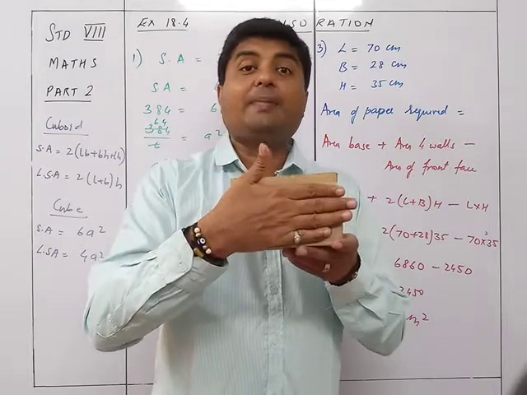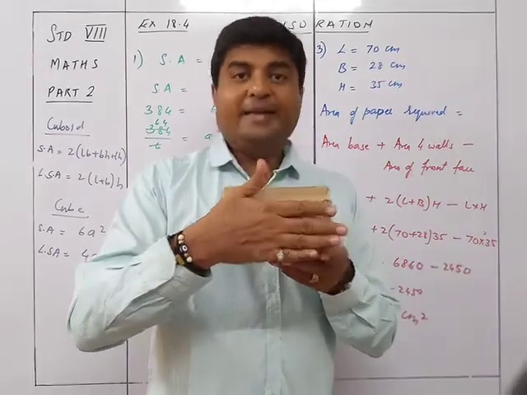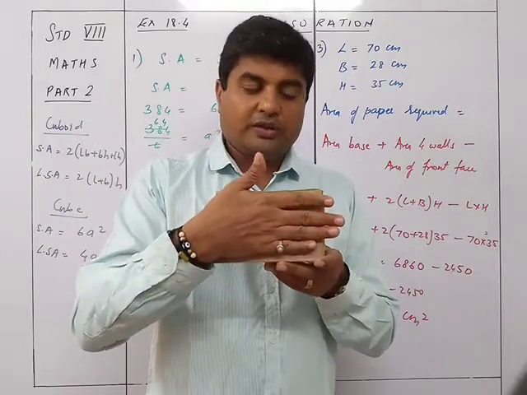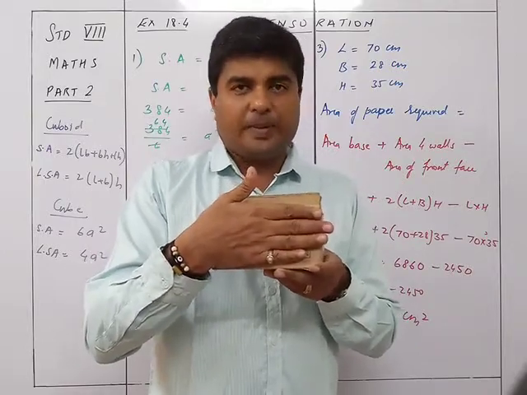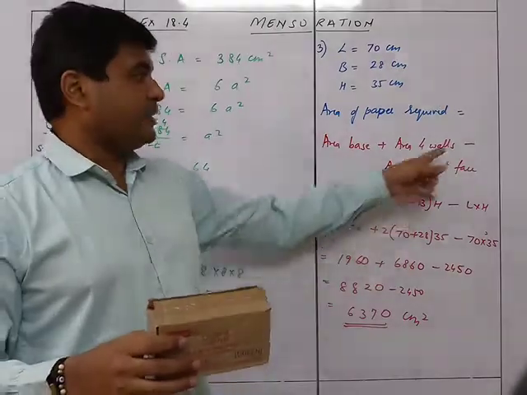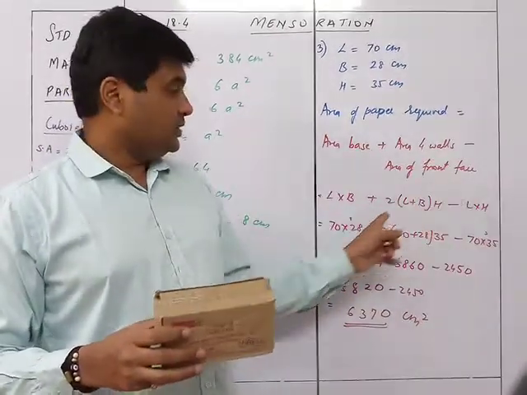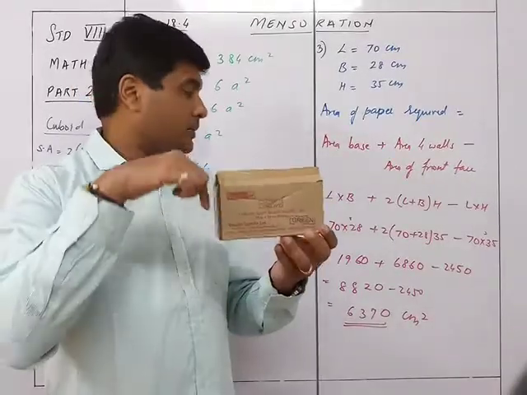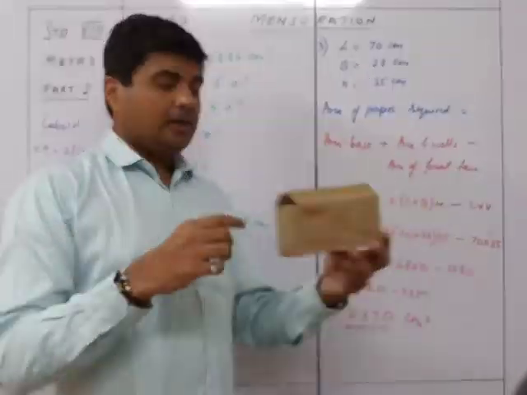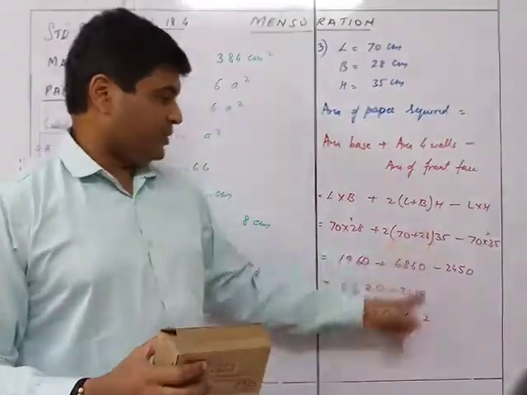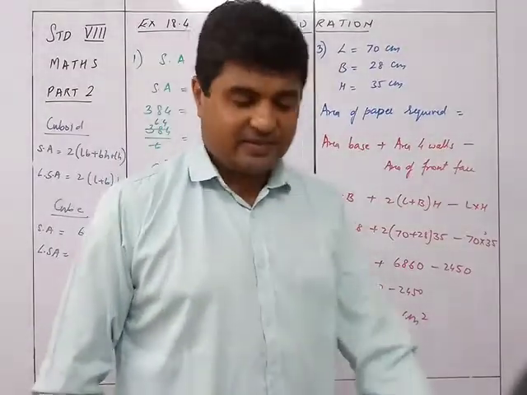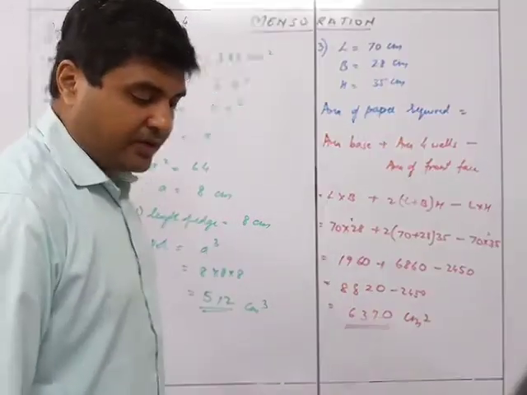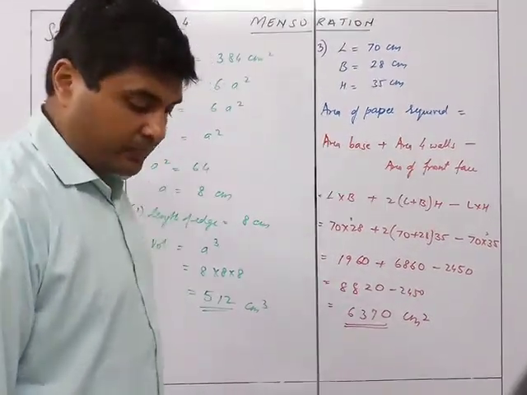We subtracted this part because here there is glass. Why is it glass? Because it's the aquarium. So of course I want to see the fish, I need to see the fish. So that's why this particular part is not covered with the paper. So that's why I am subtracting area of the front face. So that's why L into B for this base, 4 sides 2(L plus B) into H minus length into height. And then you do the calculations to get the answer as 6370 centimeters square. That was sum number 3. We now move on to sum number 4.